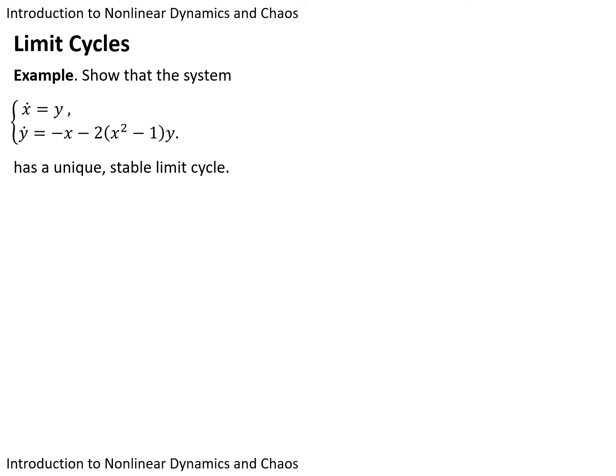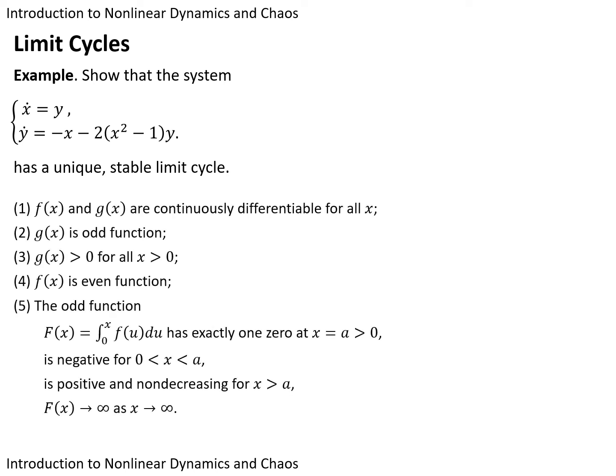Let's solve the following example. Show that the system has a unique stable limit cycle. Let's check our system for the mentioned conditions. Our g of x is this, and f of x is this. Let's write it down. g of x is x, f of x is 2 times x squared minus 1.